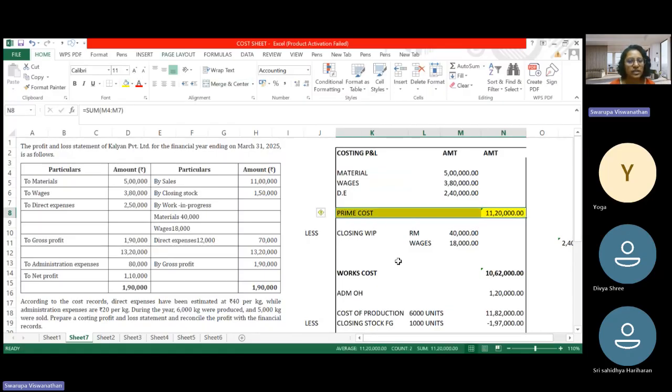Now to prime cost, we need to add factory overheads and adjust WIP stock. We will get works cost. Is there any factory overheads? There are no factory overheads. There is only admin expenses available other than that.